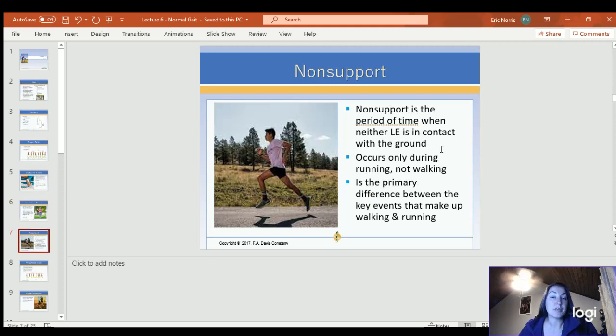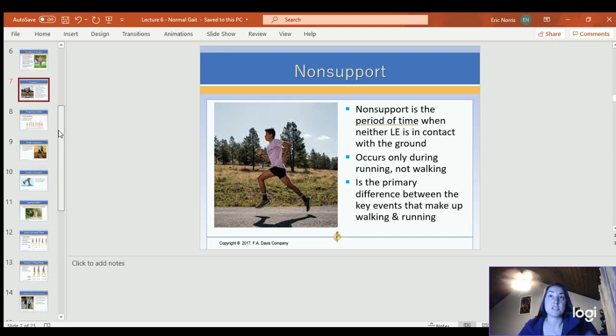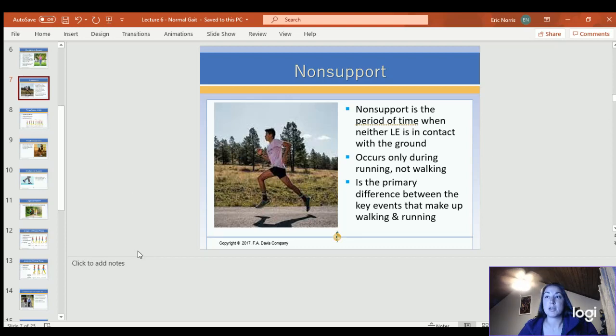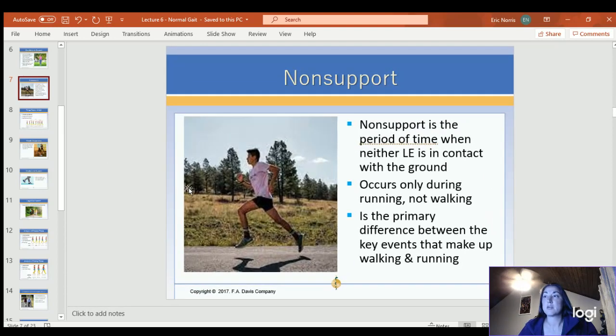Non-support is when neither leg is in contact with the ground. It only occurs during running, not walking, and is really the primary difference between an analysis of someone's walking gait versus someone's run. Non-support is the only additional phase that does not occur during walking. I'm going to make that a little bit larger.